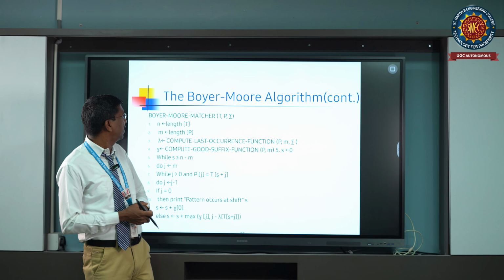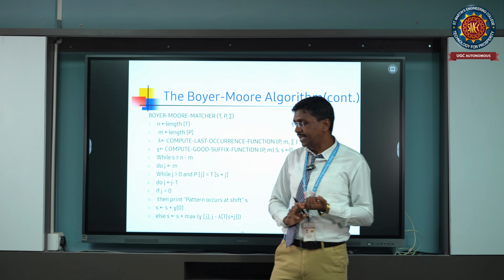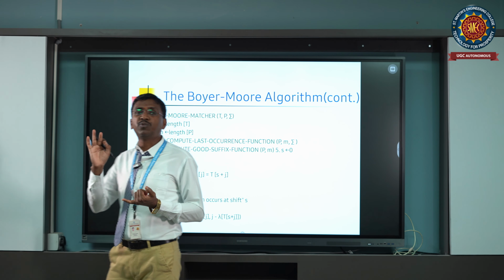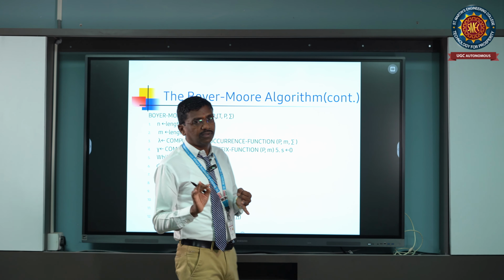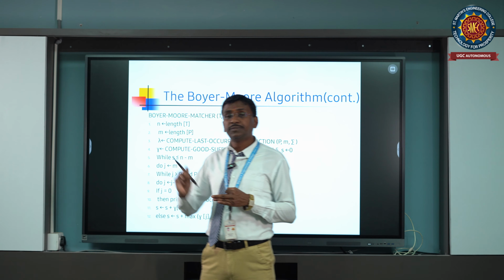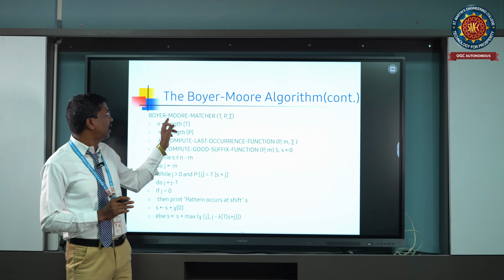See, this is the Boyer-Moore algorithm. The algorithm is given, and I want to process it. First, what is my agenda? I want to take the input: the size of the length of the string, next the pattern length, and next the alphabet size. After that, we want to search. These things are given. See, Boyer-Moore matching.